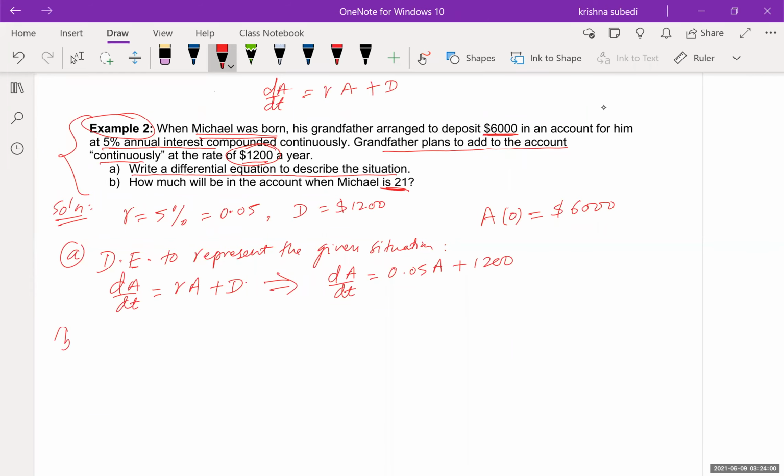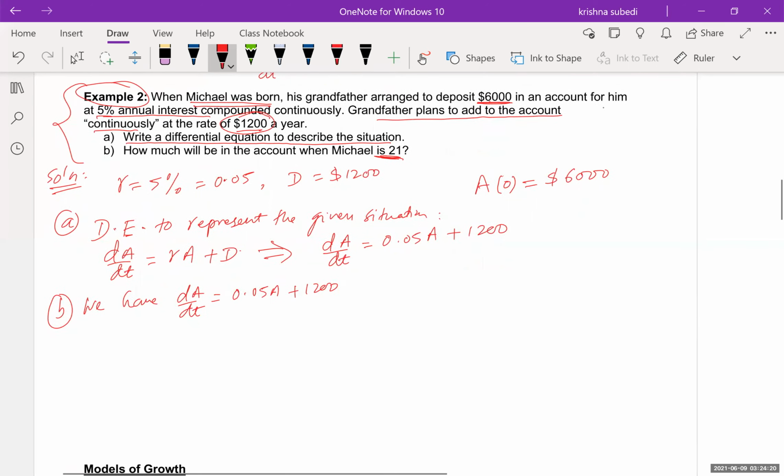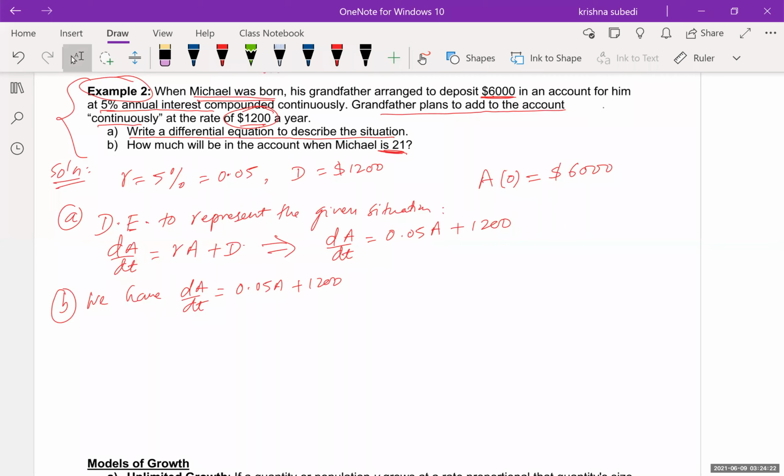For this, first of all, we need to solve it. Now, remember, we have the equation dA over dt equals 0.05A plus 1,200. All we need to do is solve this and find the general solution as well as the particular solution.